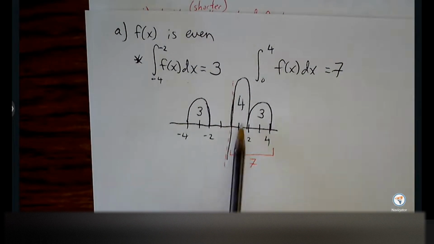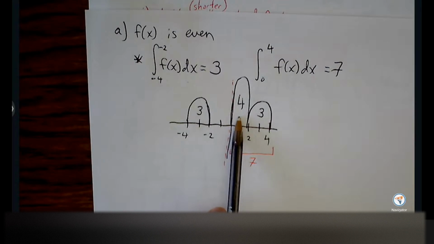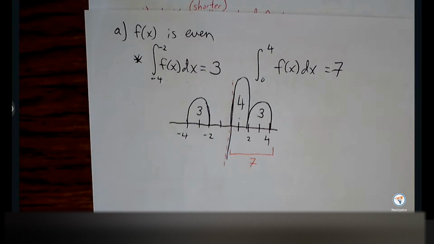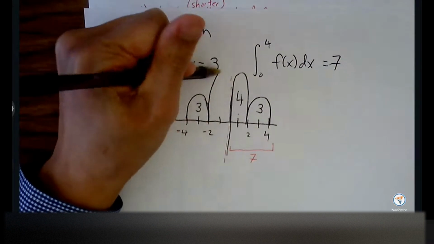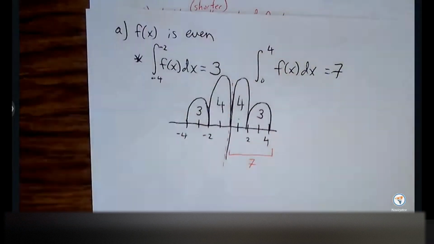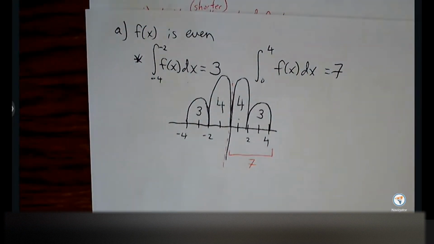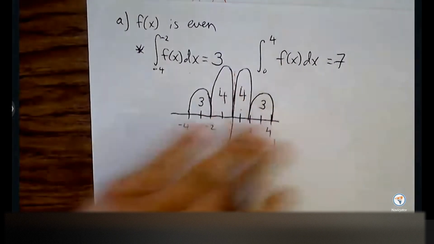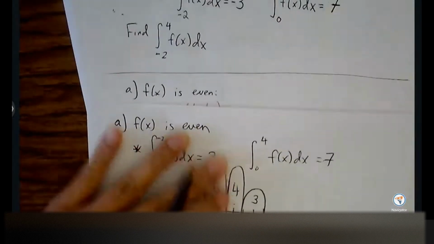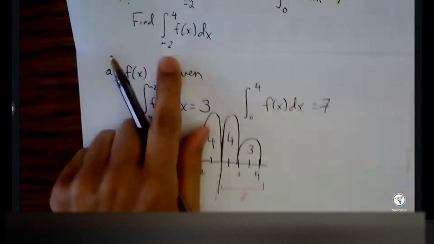So if this region is 4, what else do I know? Also 4. So now we have everything filled in. We can answer our question. Our question is the integral from -2 to 4.